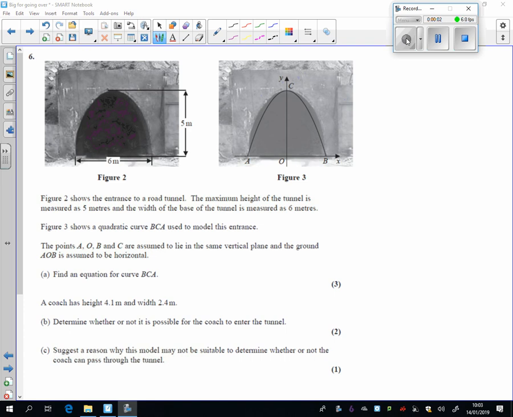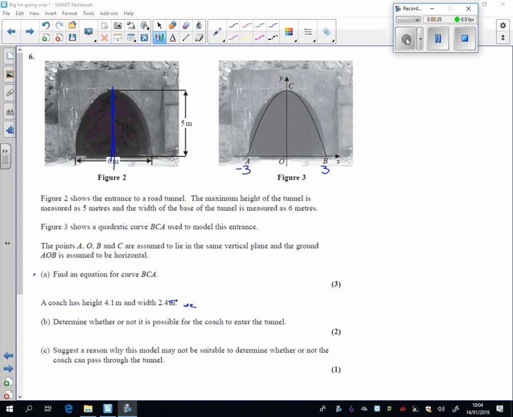Question 6, very much another new style question. Looks like an old use of maths question here, and we're being asked to actually just find the equation of the curve. So the information we've got here is that the axis is going right down the centre. So this point here must be 3, and this point here must be minus 3.